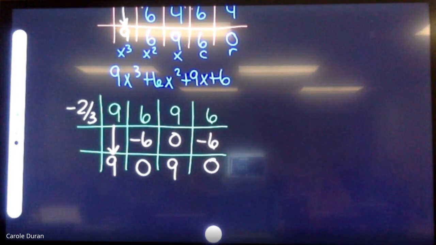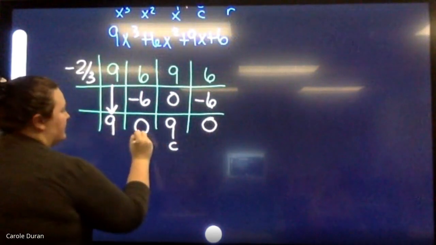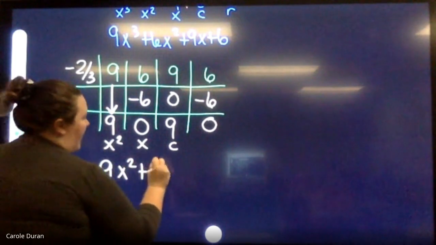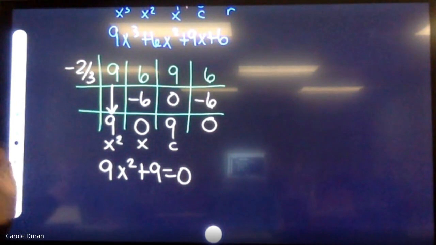9, 0, 9, 0. So what I want to do next is rewrite this as a quotient with our variables in it so I can use the quadratic formula to finish it out. This was my remainder, this was my constant, my x and my x squared. So I have 9x squared plus 9 equals 0, because we always set polynomials equal to 0 when we're solving for a 0.